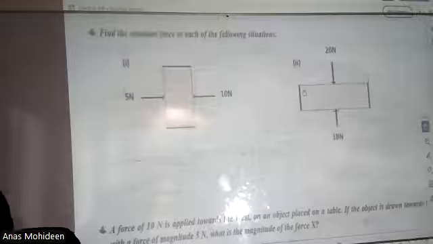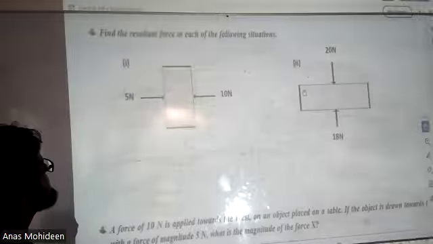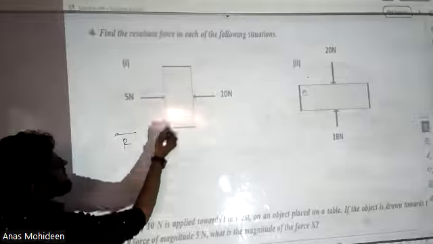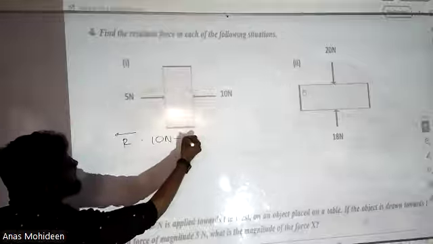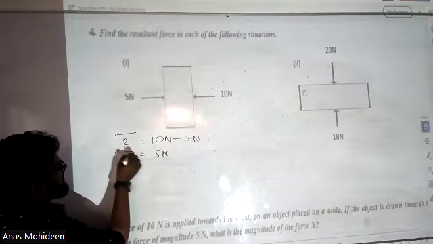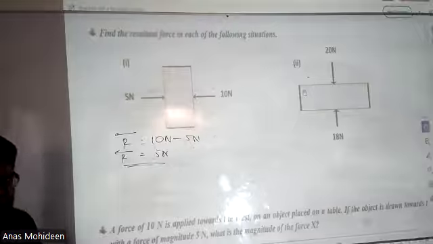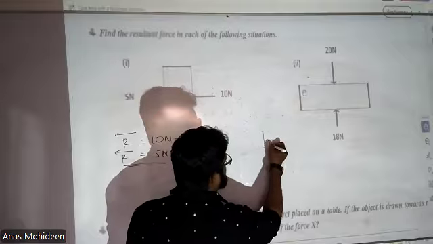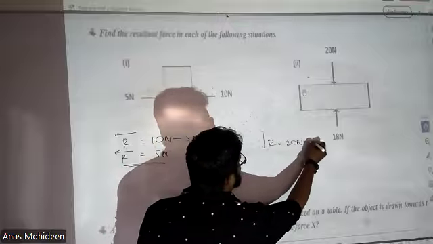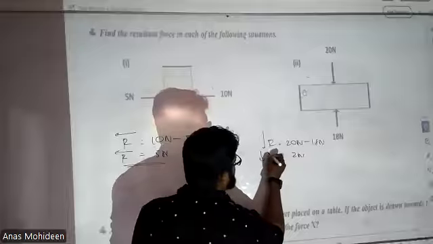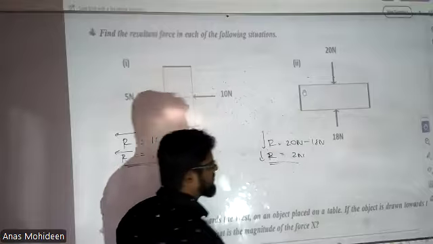Right. Find the resultant force in each of the following situations. Let me take the resultant to this direction. 10 Newton minus 5 Newton, correct? It has to be 5 Newton. 5 Newtons, right? And then here, let me take the direction down. 20 Newton minus 18 Newtons is 2 Newtons. Okay, 2 Newtons.